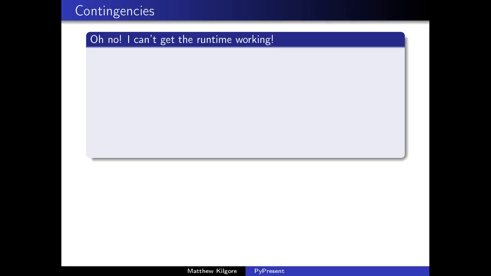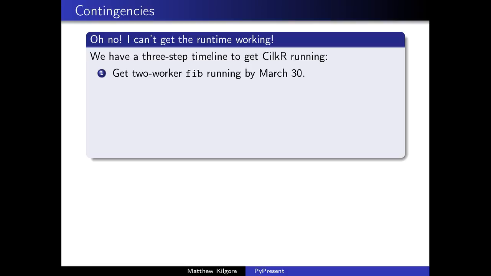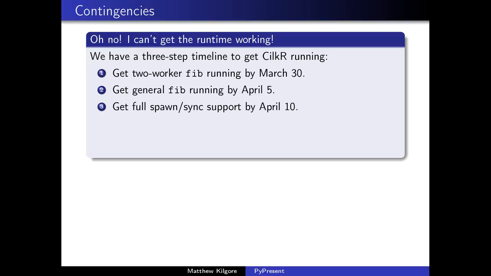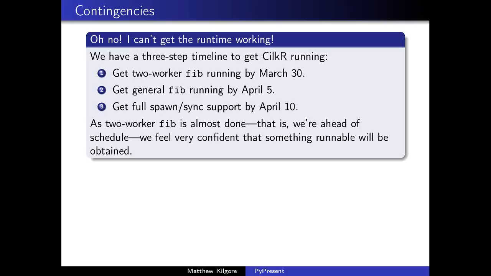Now, let's talk about contingencies and timelines. Let's say I can't get the runtime working. That's actually not much of a concern because we have a 3-step timeline to get Cilk up and running. Step 1 is to work with fib, and we predict that'll be done by the end of the month. Step 2 is to get general fib running. That should take another week. Step 3 is to get full spawn, sync support by April 10th. Now, why do we think that this won't be a problem? It's because we're ahead of schedule. Working with fib is almost done, and the week estimate for general fib was fairly generous. So we have full confidence that Cilk will be done.